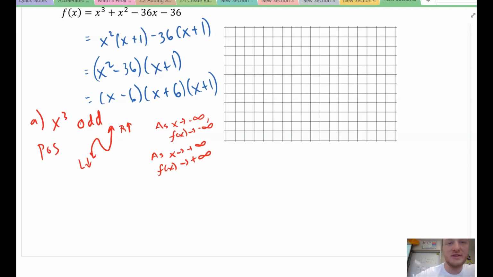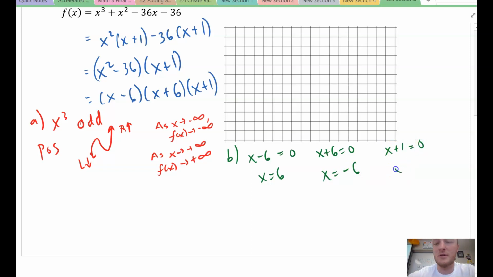The next part, the zeros. Part B, your zeros. I'm going to just set each piece equal to 0. So x minus 6 equals 0. That gives us x equals 6. I'll set x plus 6 equal to 0. I solve, that gives us x equals negative 6. Then I take x plus 1, set that equal to 0. I get a 0 of negative 1.